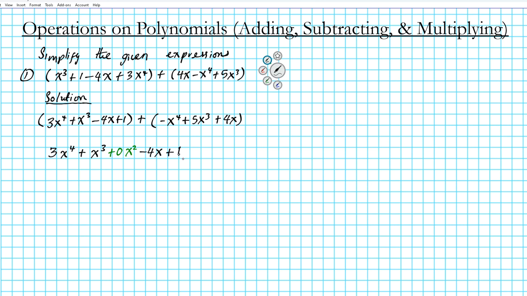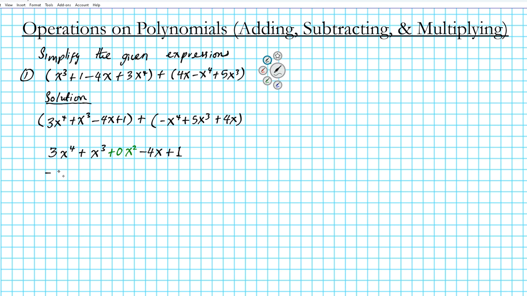Okay, so now what we're going to do is place the terms of the second polynomial expression in such a way that like degree terms line up vertically. It's just like when you're adding numbers, you want to line up the place value of the digits so that you're adding equivalent place values. Okay, same principle applies here. Like terms are terms with the same degree. So negative x to the fourth goes underneath the quartic term right here.